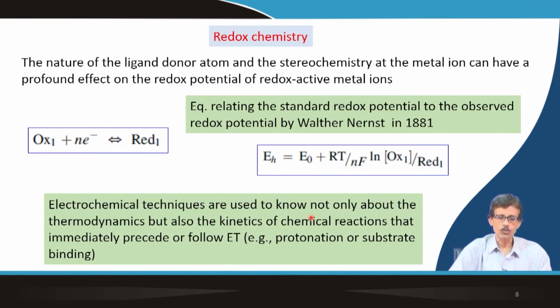So, why do we do this experimentally? We can measure the E0 values and we can have some idea about the thermodynamic electron transfer behavior, but also the kinetics, the rate of electron transfer, we can also see. And sometimes we can have something which can follow the electron transfer, like protonation or substrate binding following electron withdrawal or electron donation to the system.